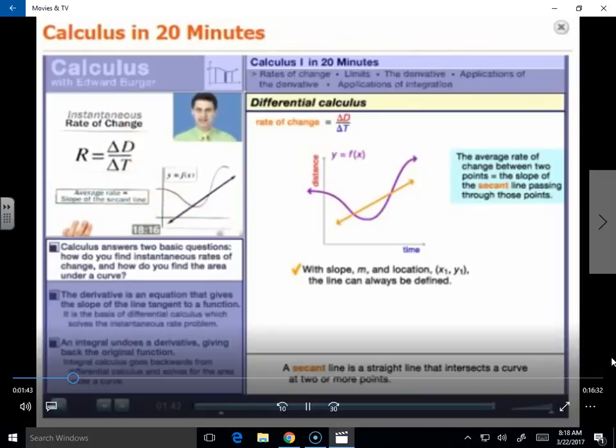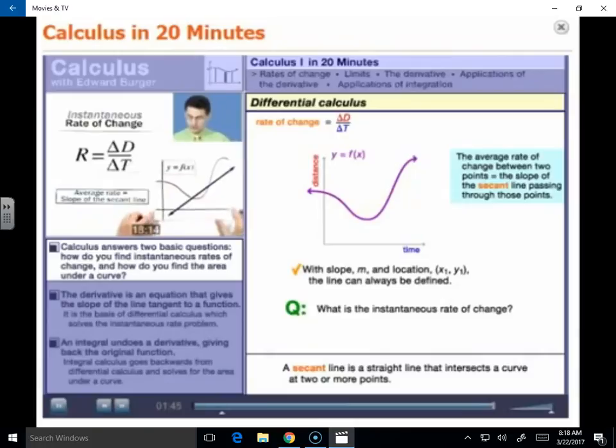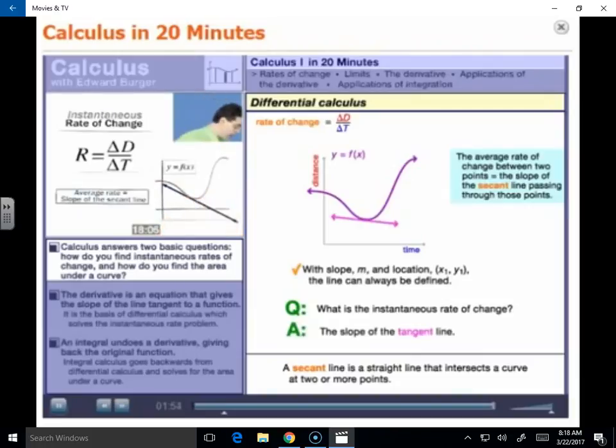We want instantaneous rate. So how do you do that? Well, what would that be? Well, if I want to find instantaneous rate here, what would I do? I'd make that secant line closer and closer and closer, bring these points together, and look what I'm converging to. I'm coming to a tangent line. Wow. Instantaneous rate of change equals the slope of the tangent line. So what we want is slope of tangent line.